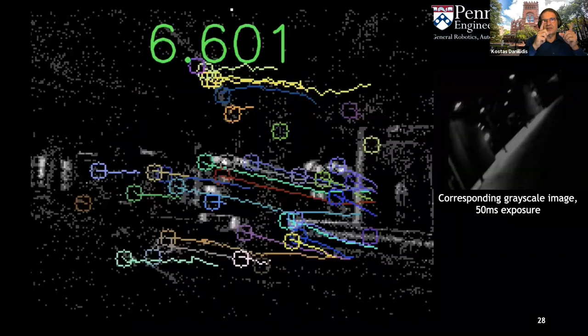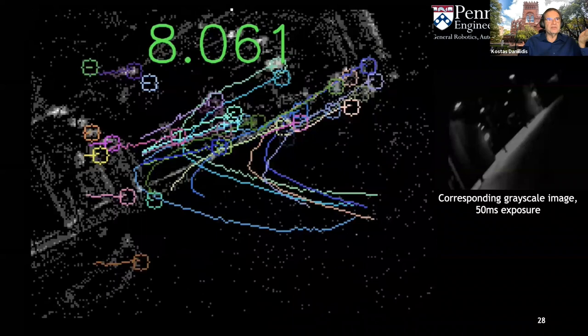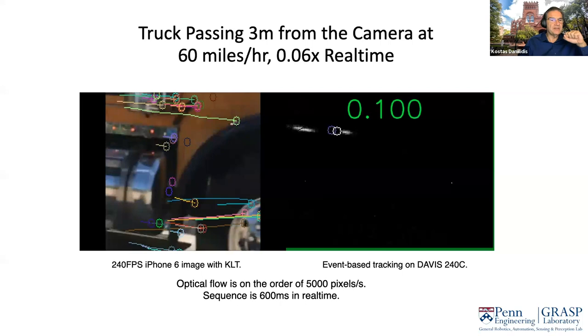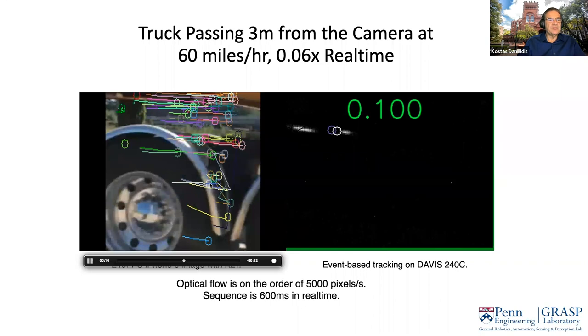And we see that we can find quite stable features. We got one of the very old, very low resolution recordings, from one of the first generation DVS, and we went to the highway, and we captured a real image with an iPhone 6 at 240 frames per second.